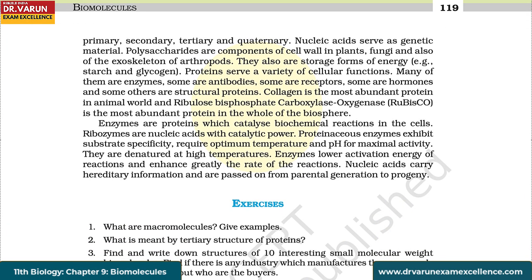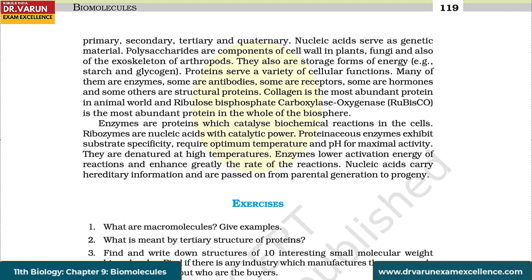Nucleic acids serve as genetic material. Polysaccharides are components of cell wall in plants, fungi, and also of the exoskeleton of arthropods. They also are storage forms of energy, example starch and glycogen. Proteins serve a variety of cellular functions. Many of them are enzymes, some are antibodies, some are receptors, some are hormones, and some others are structural proteins. Collagen is the most abundant protein in animal world, and ribulose bisphosphate carboxylase oxygenase or Rubisco is the most abundant protein in the whole of the biosphere.